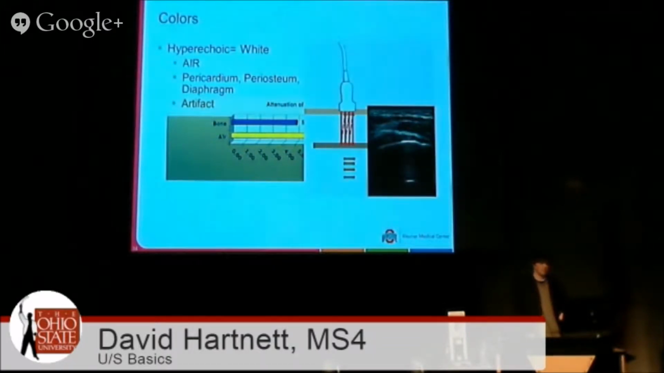So here's an example with bone. You can see the periosteum of the bone is reflecting back all of the signal. But again, you can have artifacts. All of these colors can also be artifacts. And so we're seeing a white artifact here on the screen. This is called a reverberation artifact that's occurring because nothing is getting beyond here. It's reflecting back up, coming down, reflecting. And so it's plotting these artifacts on the other side of it.